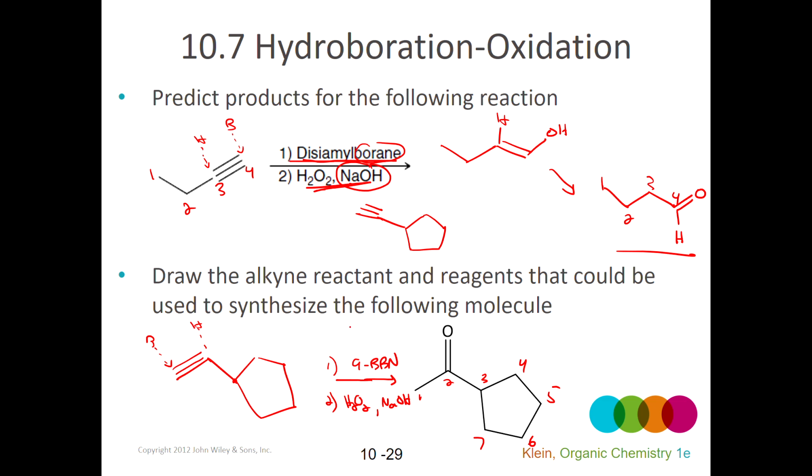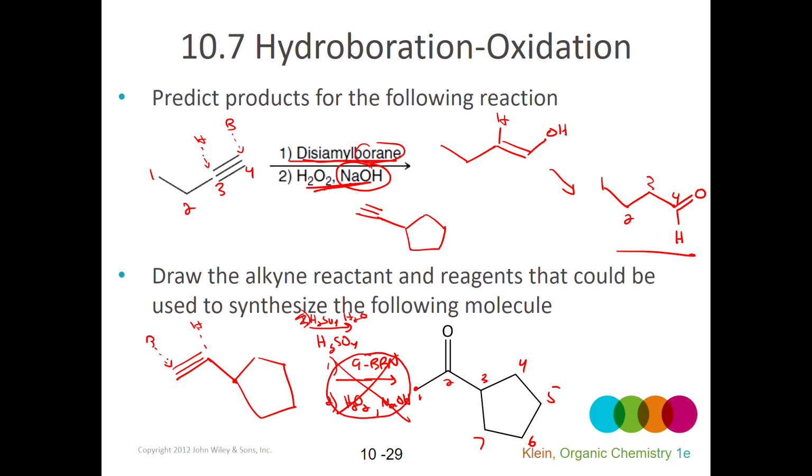So I know this set of conditions will do anti-Markovnikov. It'll add the hydrogen to the more sterically hindered site, because the partial positive will form there, and the boron to the other site. And then when the boron's replaced with an oxygen, I'll have the oxygen on the wrong carbon. If I want the oxygen on the second carbon, I need a different set of conditions. So that's where I use the H2SO4 and water and mercury ions. That set of conditions will give me the Markovnikov rather than the anti-Markovnikov.